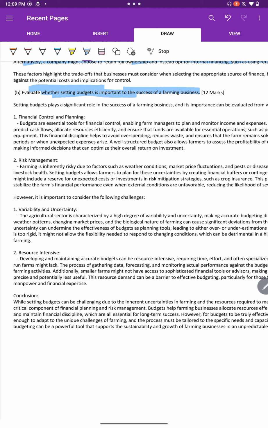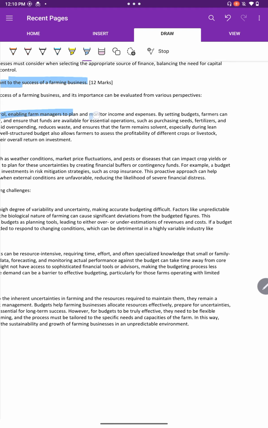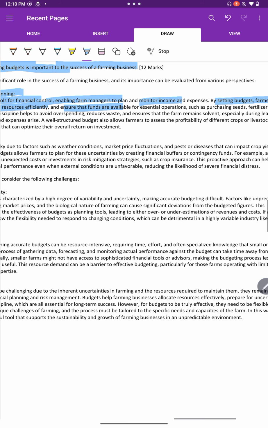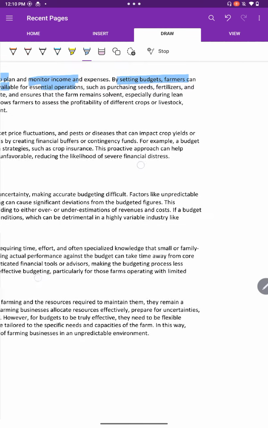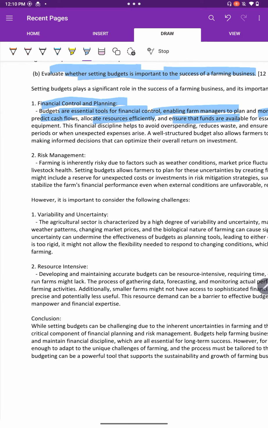So first of all, I've written that yes, this is important, and its first advantage is financial control and planning. Budgets are essential tools for financial control, enabling farm managers to plan and monitor income and expenses. By setting budgets, farmers can predict cash flows, allocate resources efficiently, and ensure that funds are available for essential operations such as purchasing seeds, fertilizers, and equipment.